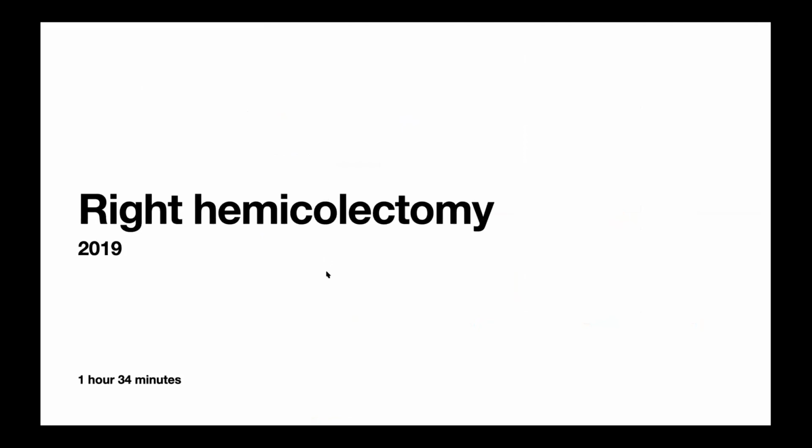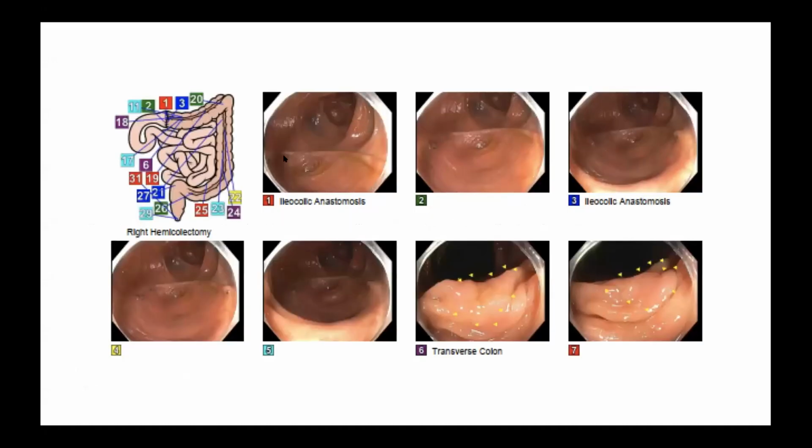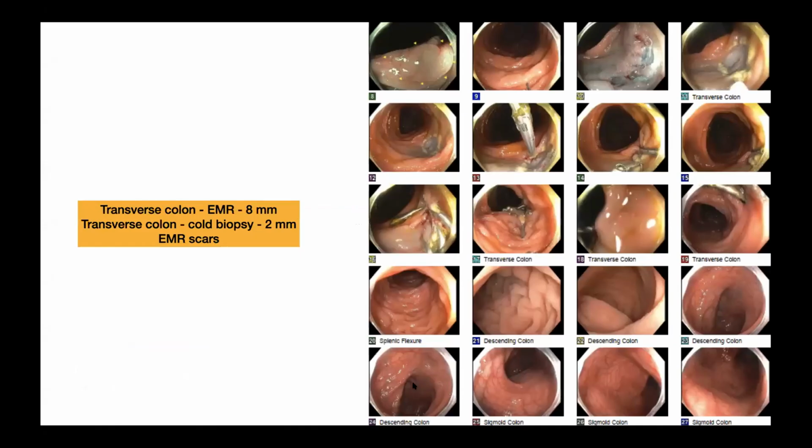She underwent right hemicolectomy and came back for a third procedure, MD Anderson. Here is the end-to-side ileocolonic anastomosis. And then a few centimeters downstream, we can see this lesion here. Again, very subtle. We did NBI, we defined the borders. And as you can see, we resected and then we closed the defect and we examined the rest of the colon. At that time, we didn't see anything, right?